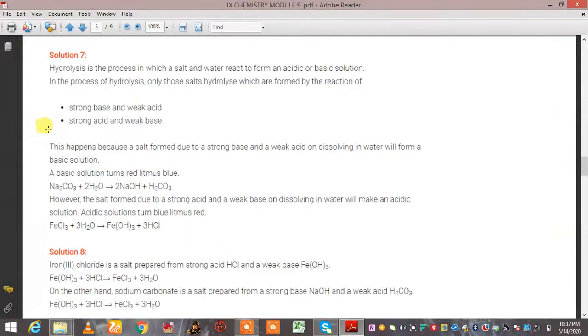Next question, what do you mean by hydrolysis? It is a process in which a salt and water react to form an acidic or basic solution. In the process of hydrolysis, only those salts hydrolyze which are formed by the reaction of strong base and weak acid, or strong acid and weak base, and these are the examples.